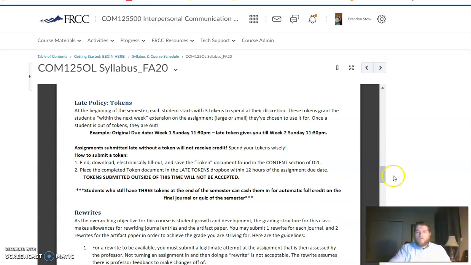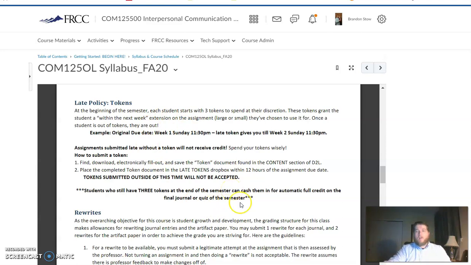The token grants you a within the next week extension, so that you use it for. So if you have something that was originally going to be due Sunday night at 11:30 in week 1, that gives you until Sunday night 11:30 in week 2. I hope that makes sense. If it was for your initial post, then it's the Thursday the next week. Makes sense? So it gives you a full week.